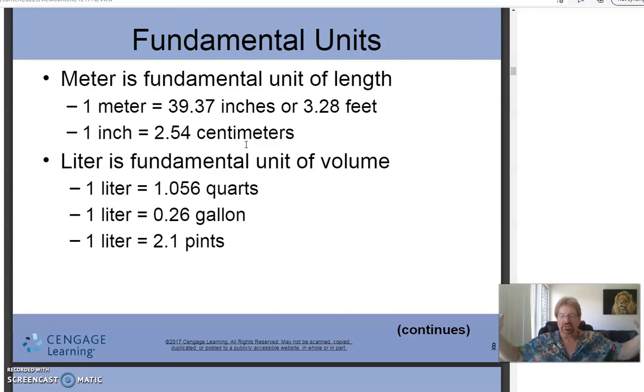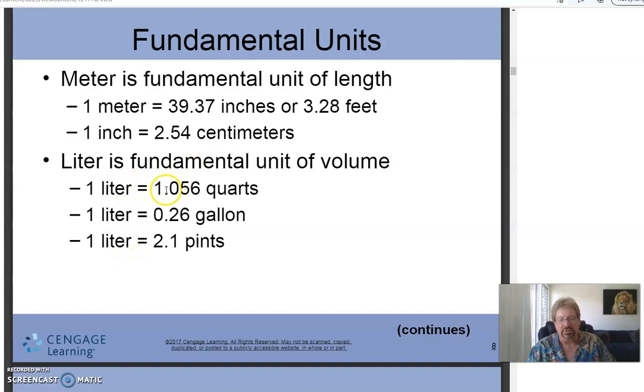You take a meter stick, about like a yard, chop it into 100 pieces, that's a centimeter. So an inch is about 2.5 centimeters. But I would for sure learn that. Okay, now here shows you some conversions between the English system and the metric system.